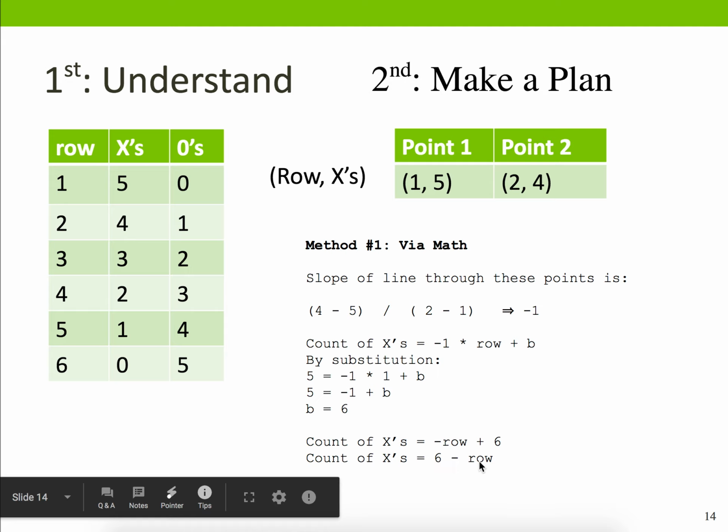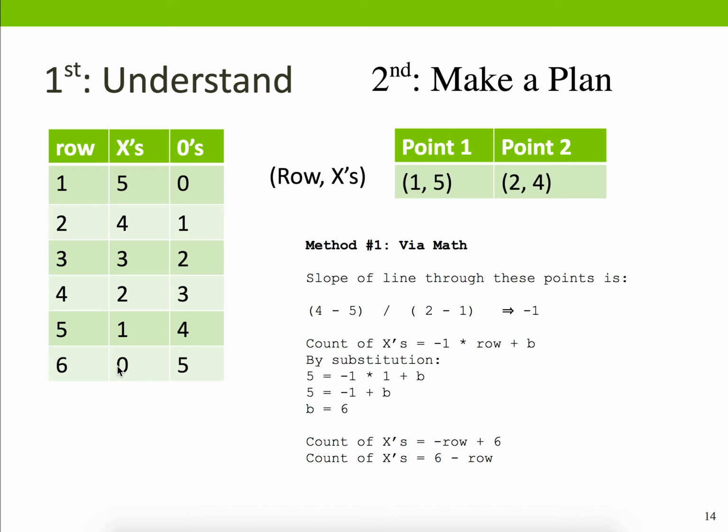All right, let me reflect on that a little bit. Does that make sense? Is my count of x's equal to 6 minus rho? 6 minus 1 is 5. Oh, 6 minus 5 is 1. Oh, 6 minus 6 is 0. Oh man, that's pretty simple. I should have been able to see that. Well, I did the math because not everything is so simple.